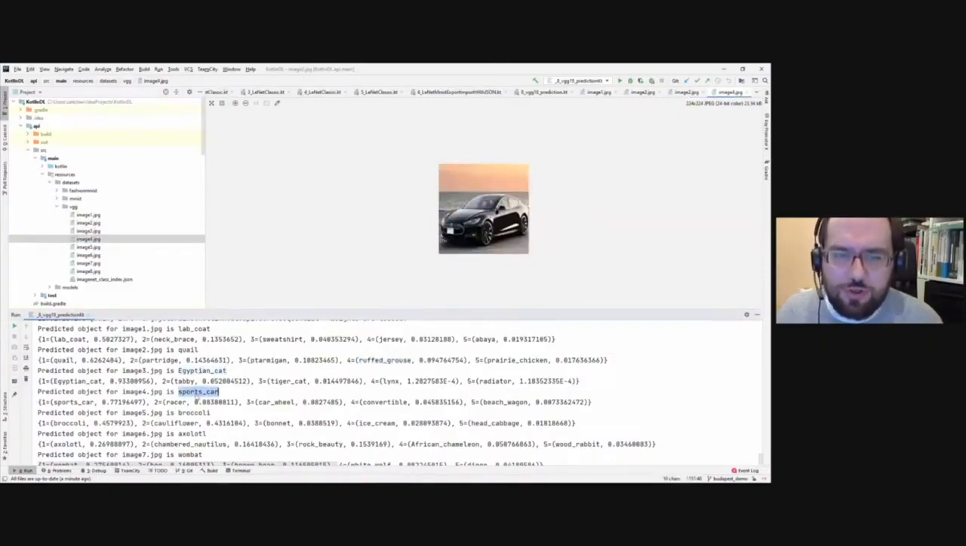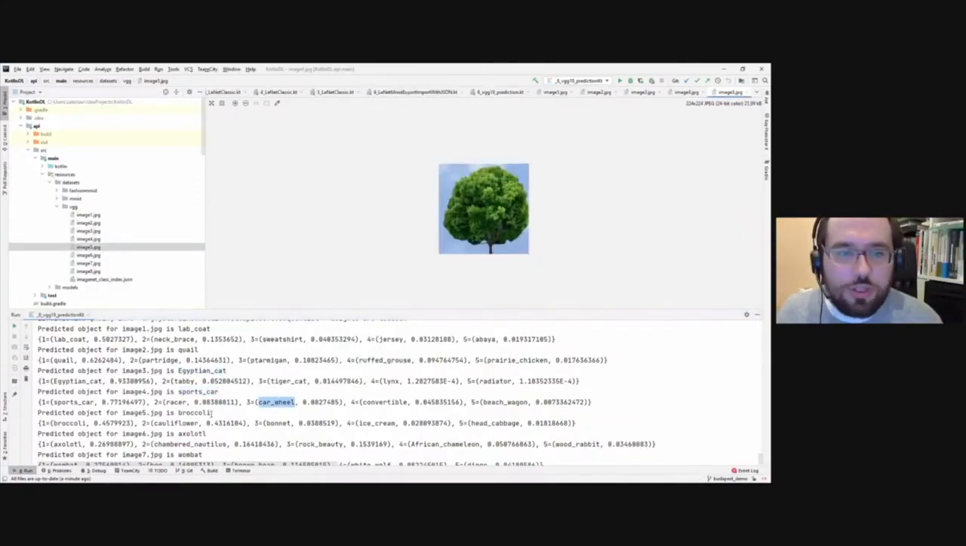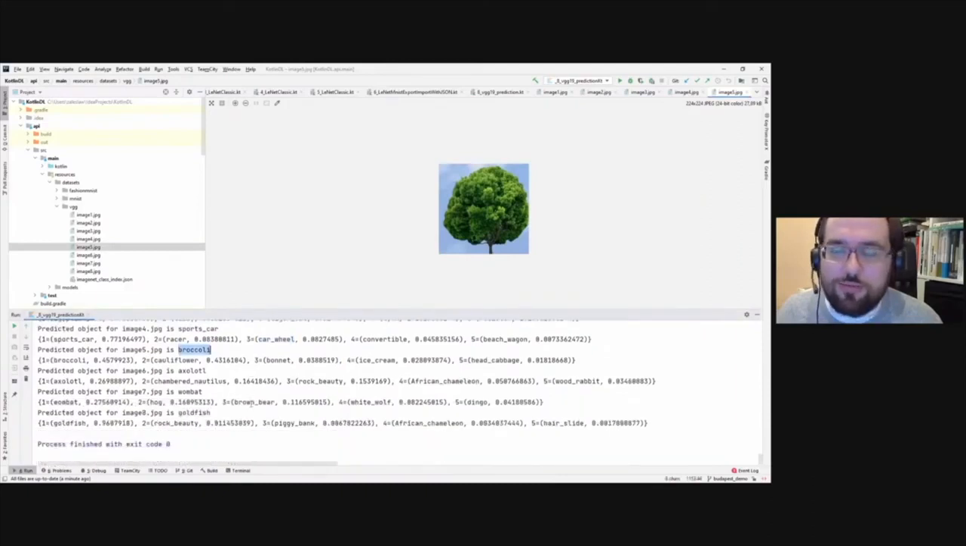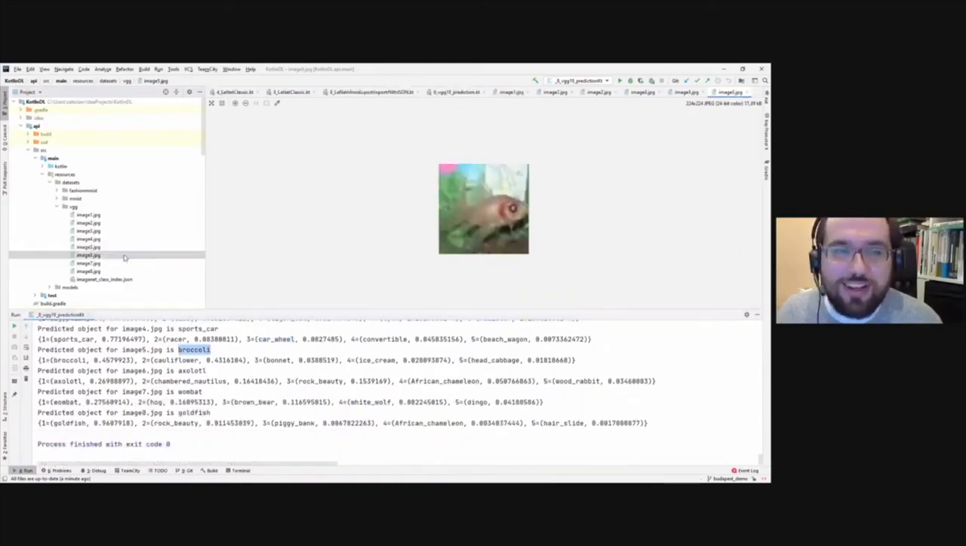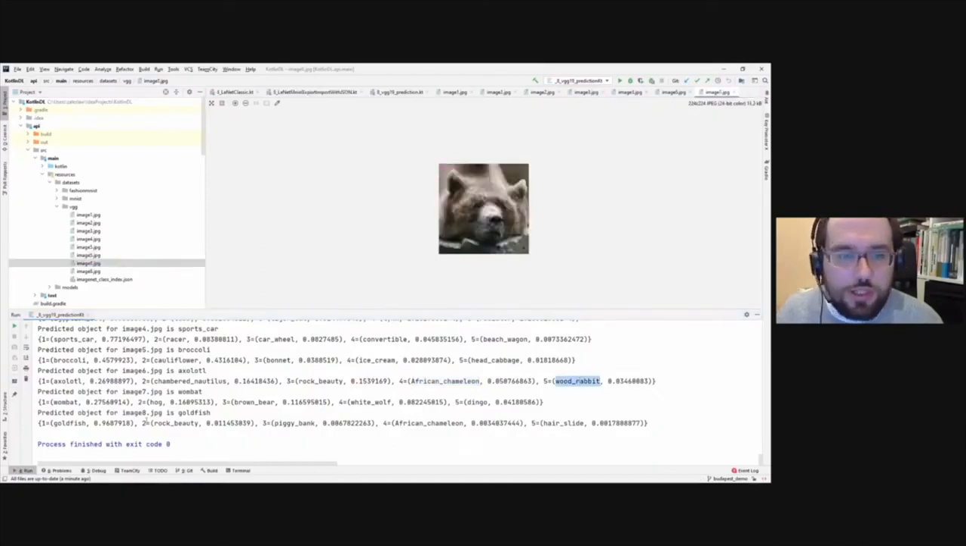Sports car. I'm not sure, but a car wheel is in the picture. What about the broccoli? It's very close to broccoli. So this is a very, very strange goldfish, but the neural network is not sure about it. Maybe it's an African chameleon or a wood rabbit. The neural network doesn't know. So this is a bear. The neural network thinks that this is a wombat, but brown bear is very close here.